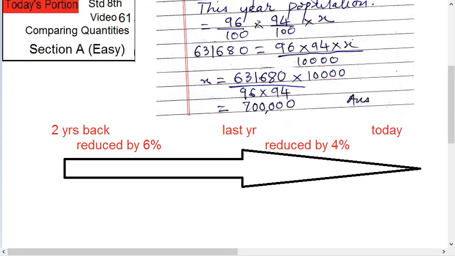So what do we do now? Equate this to the given today's population: 631,680 equals 96 upon 100 into 94 upon 100 into x. So we combine the 100s and it becomes 10,000. Now you have to solve for x. So take everything to the other side: x equals 631,680 upon 96 upon 94 into 10,000, right?